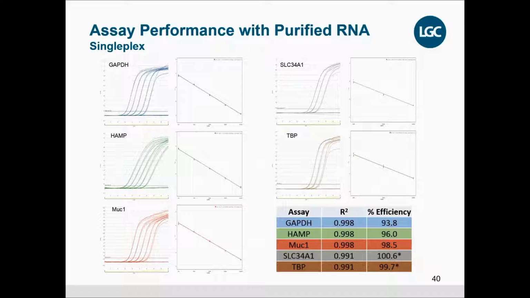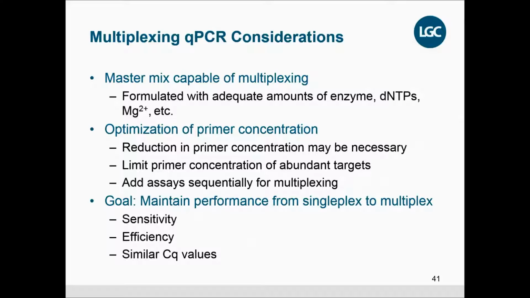In this situation, since we have varying levels of gene expression, we weren't looking for LOD or LOQ, but looking at R squared and percent efficiency. And I noted that a few of our assays, since they were lower expressing, only had 3 points on our standard curve, which is not ideal. Ideally, we like to have more than that, but due to the low expression, we weren't able to achieve that. So the take home here was that we were able to maintain very high PCR efficiencies switching to the purified RNA sample.